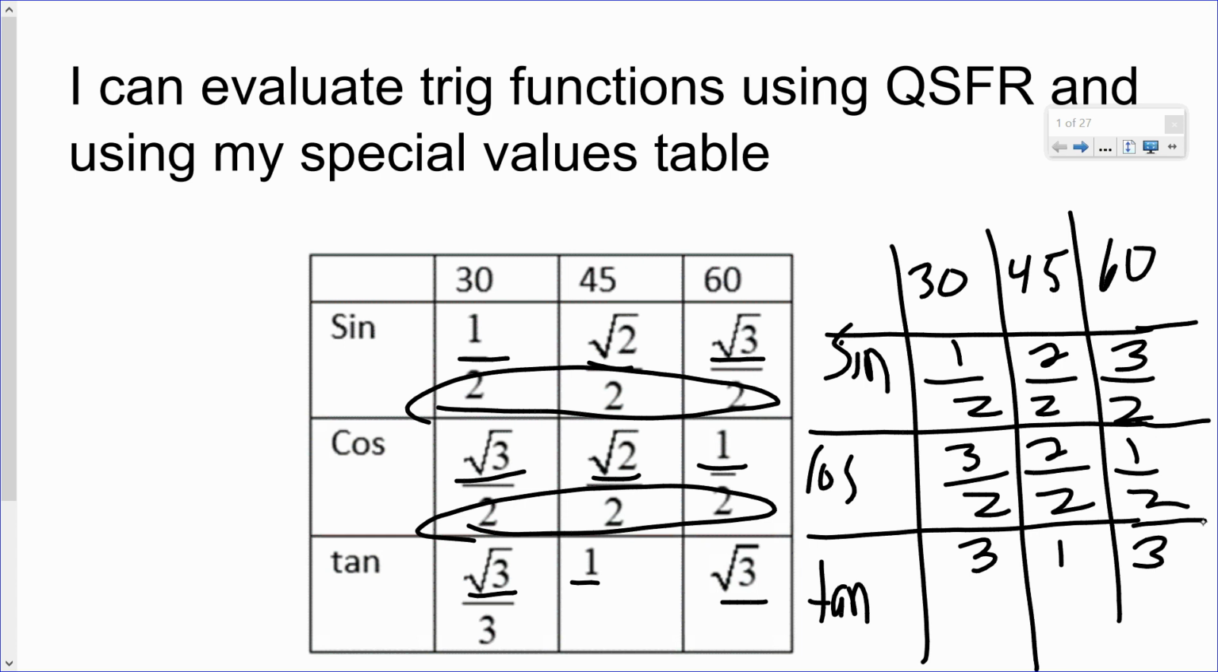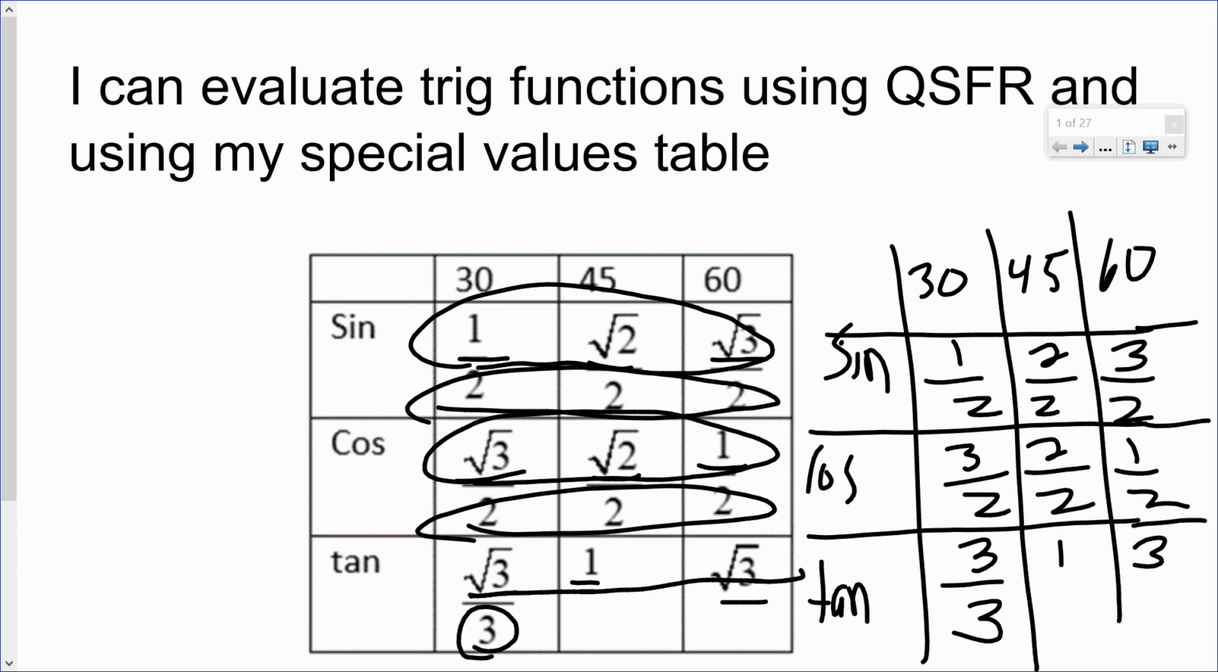My third row, only the first one has a denominator, and it's 3. All of my numerators have radicals. Now, you'll notice the 1 doesn't have a radical, but technically it does. Radical 1 is just 1. So I don't have to write the radical on the 1, but I'm going to write the radical on the rest of them. That is how you build your table.